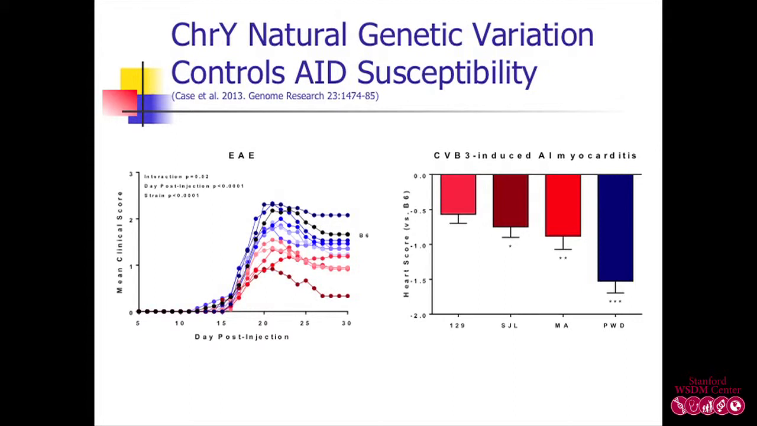the severity of the myocarditis autoimmunity in the heart, in which if you had 129, SGL, MA, PWD. So in both autoimmune disease models, the Y chromosome was able to modify disease pathogenesis significantly. So that was the first criterion to test our hypothesis, that the Y chromosome in fact influences autoimmune disease susceptibility in a normal setting. Nothing unique about these chromosomes other than that they're evolutionarily distinct.